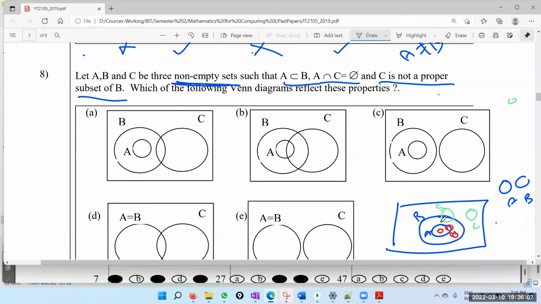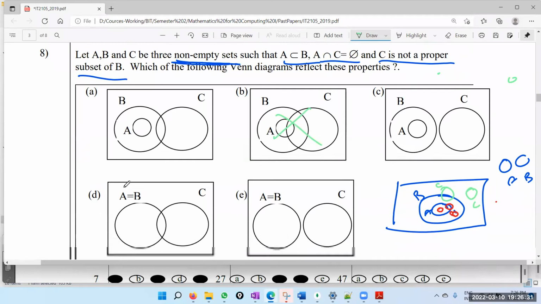So if C, now red is also C. If C is inside A, that is wrong. Do we have that kind of a thing? No, right? And also, definitely, A and C must be disjoint. If A and C is joined, that is not an answer. Right? So here A and C is joined. So this is not an answer.